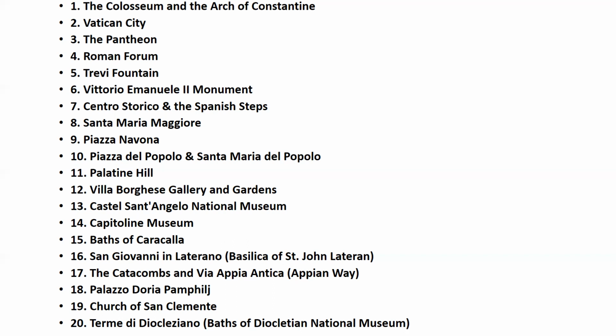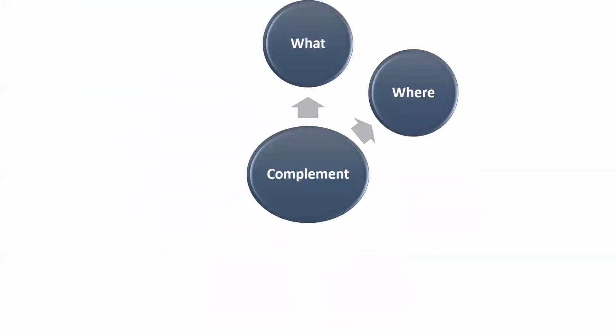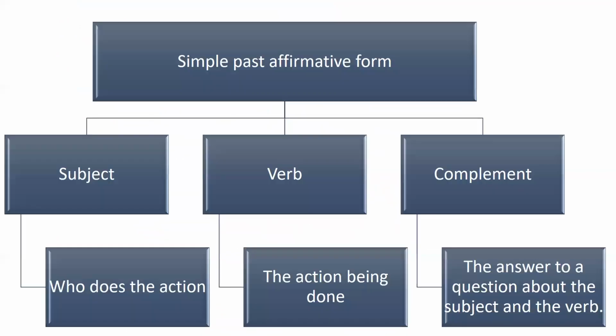Remember, you have to invent a story. You have to use the previous concept maps made in class that are the same as here. Remember, you have to write the subject, and for the subject, you can use personal pronouns or nouns. And for the verbs, as we are talking about the simple past, you can use regular verbs and irregular verbs.